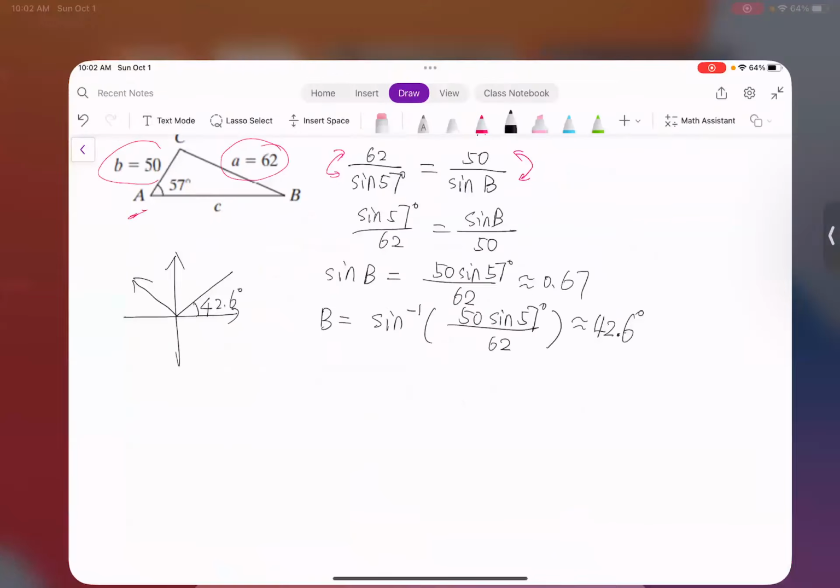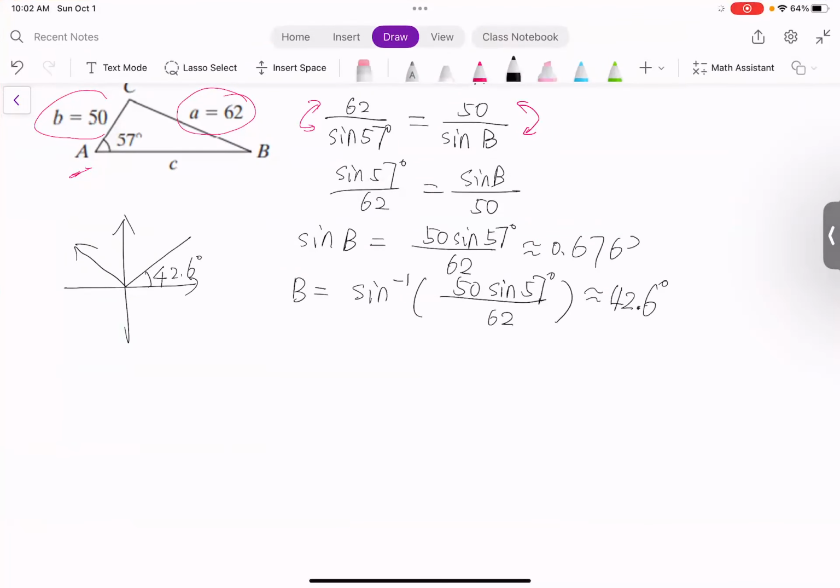0.6763. So this is the value of the sine B. So it's less than 1. And that means we must have the solution. And then you bring this one to the inverse function.